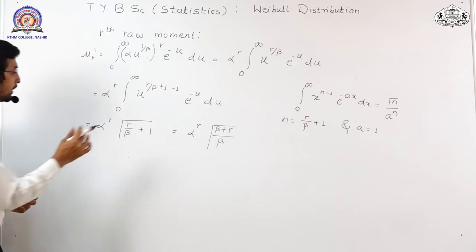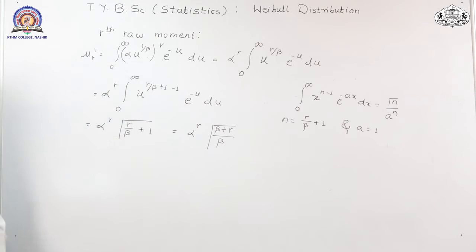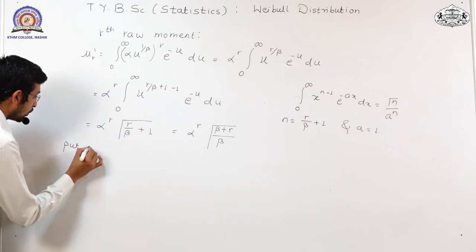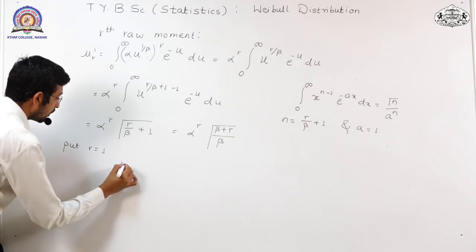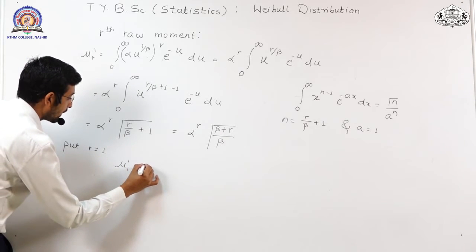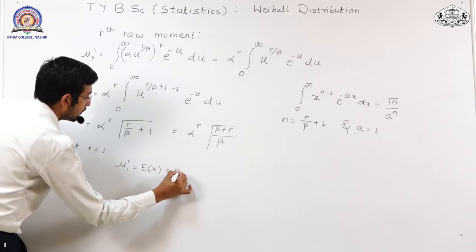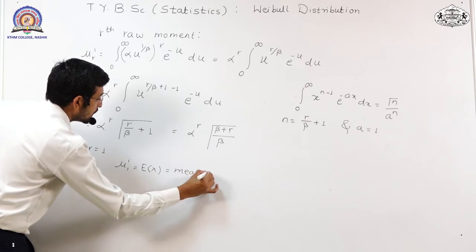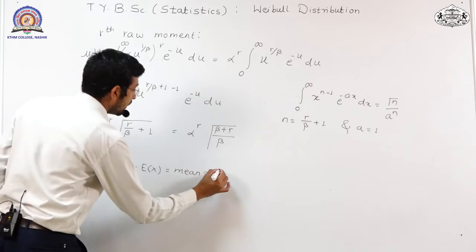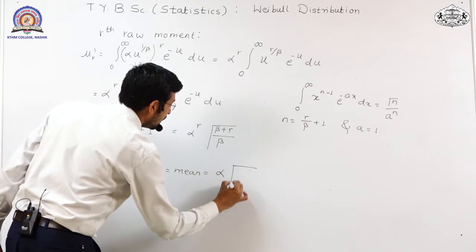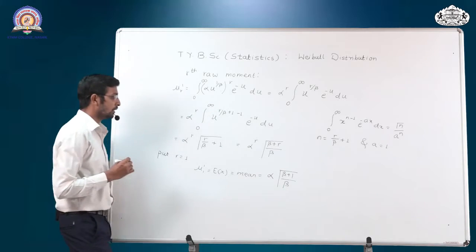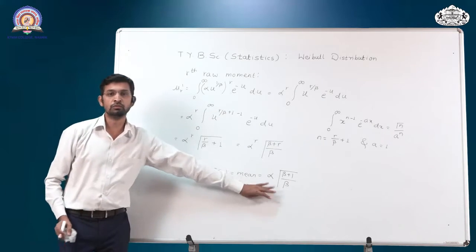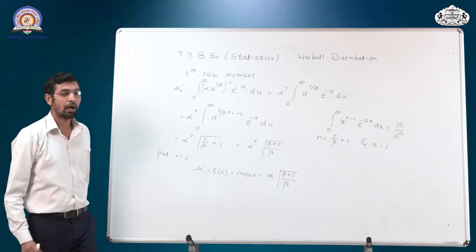Using this rth raw moment, if you want to find the mean and variance, just put r equal to 1 into the rth raw moment formula. So we get mu1 dash, which is nothing but the expected value of x, which is the mean of the distribution, equal to alpha gamma ((beta plus 1) upon beta). This is the mean of the Weibull distribution with parameters alpha and beta.